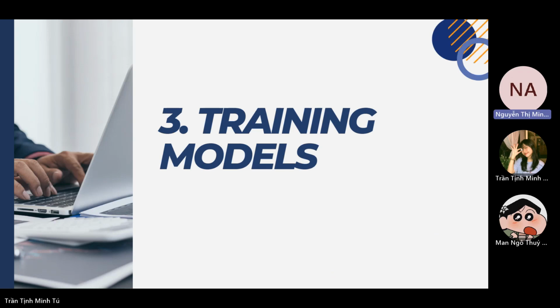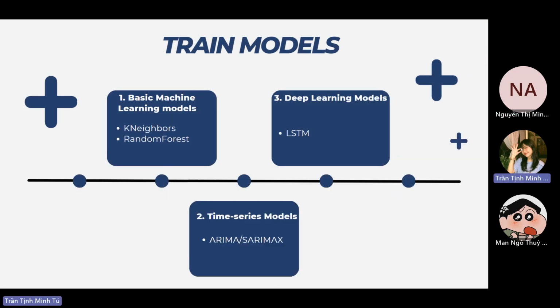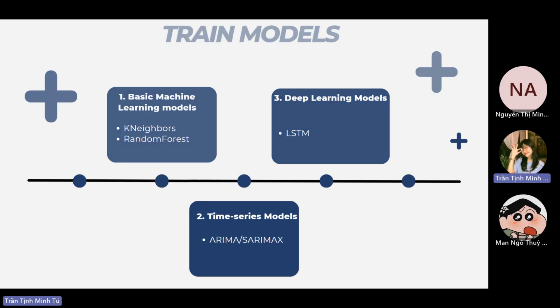Next, the training models. Minh Tú will present. Okay, for the training model, there are 4 models we train. First is the basic machine learning models: we train K-neighbors and random forest. Secondly, the time series models, ARIMA and SARIMAX, and finally the deep learning model, LSTM.